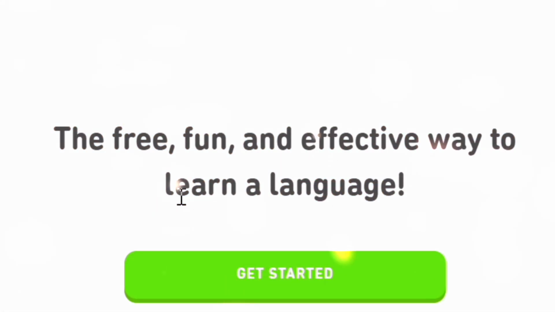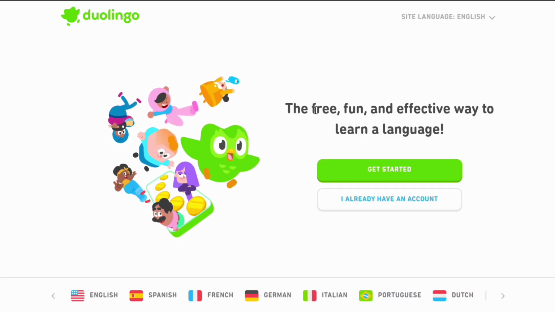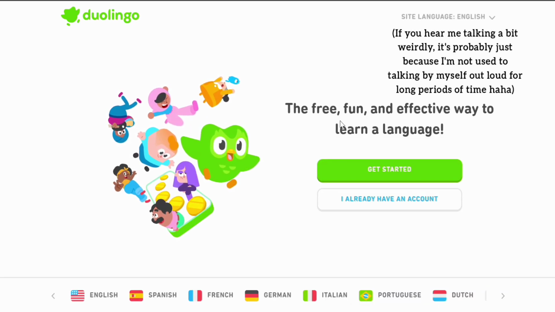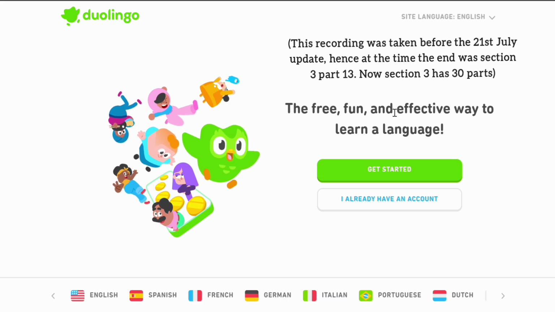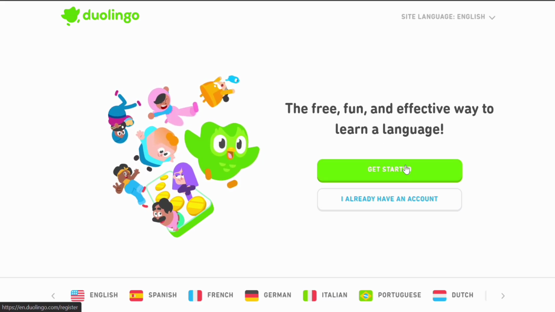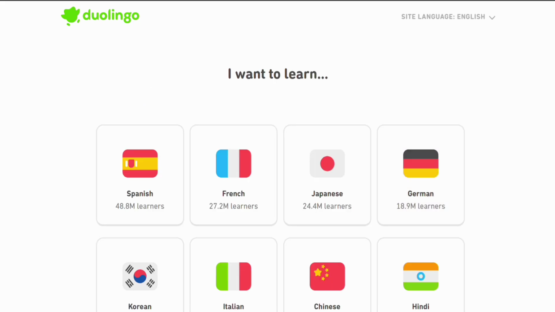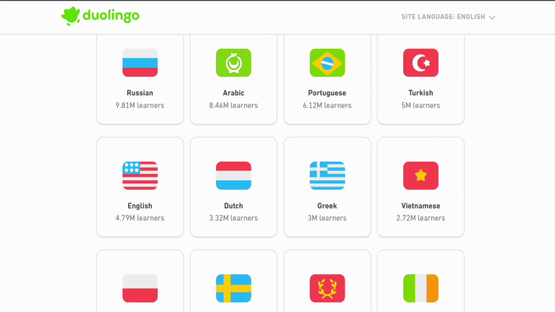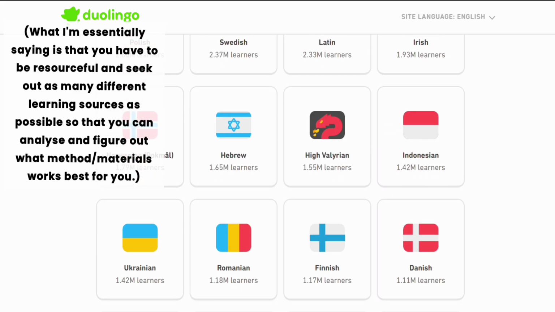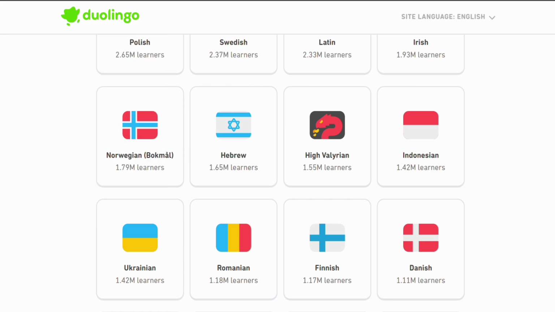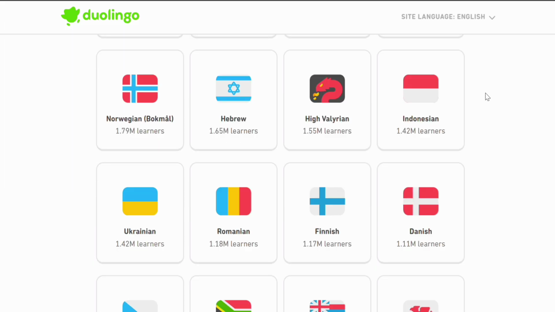It says the free, fun, and effective way to learn a language. Yes, it is free with a ton of ads, like you guys know. Fun for some, and effective? That's quite questionable. I know Duolingo has updated some of its courses, but I still think that Duolingo shouldn't be your main resource for learning language. It can be your extra resource, but I think with learning language, you have to branch out and diversify your resources to really learn. So here we have the Indonesian choice.